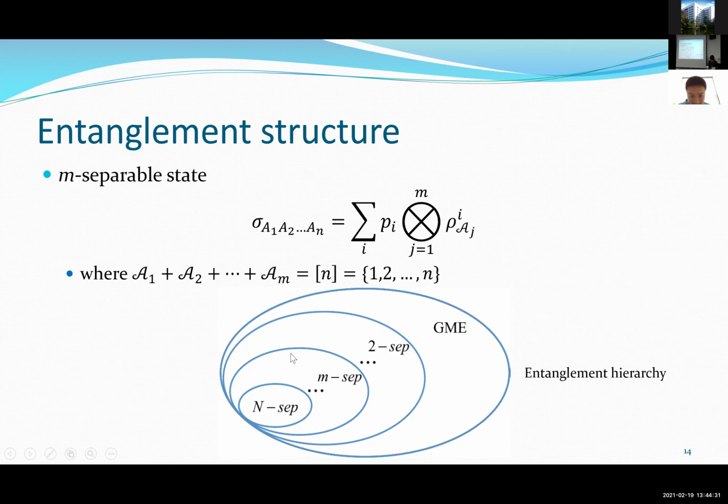So basically, that's the entanglement hierarchy, right? Obviously, two-separable states contain any M-separable states. From there we can check out the entanglement structure. One question is why we are interested in entanglement structure.